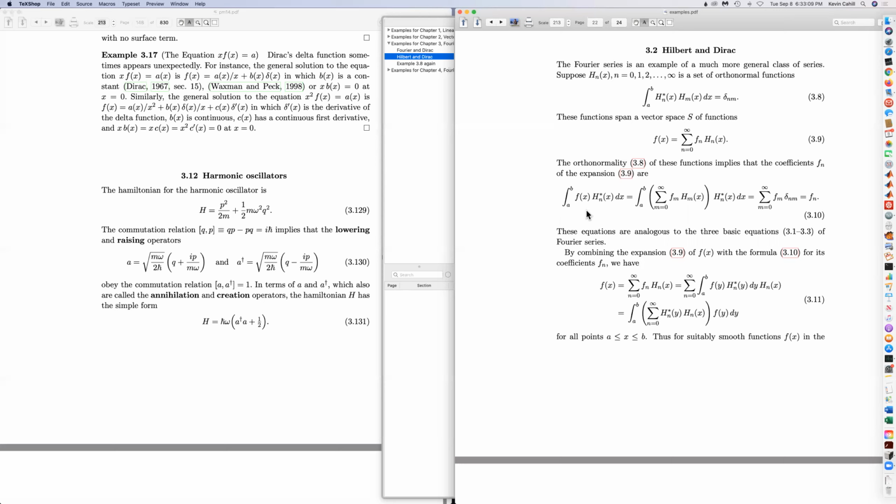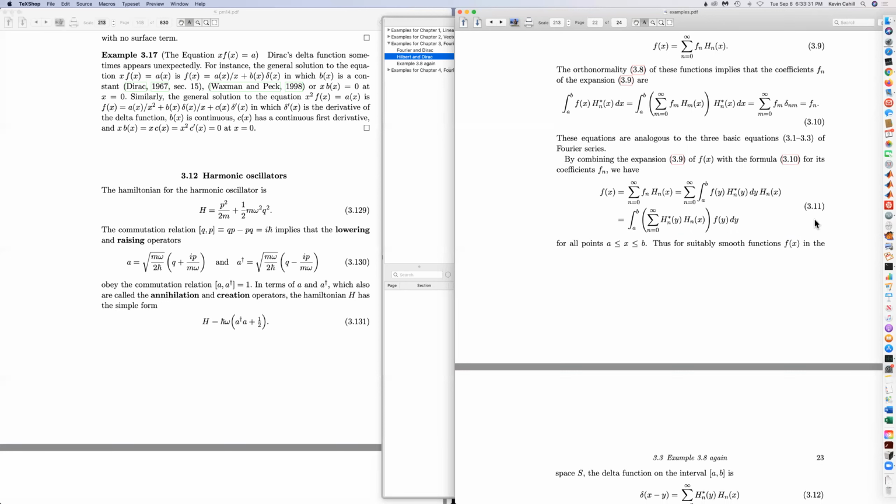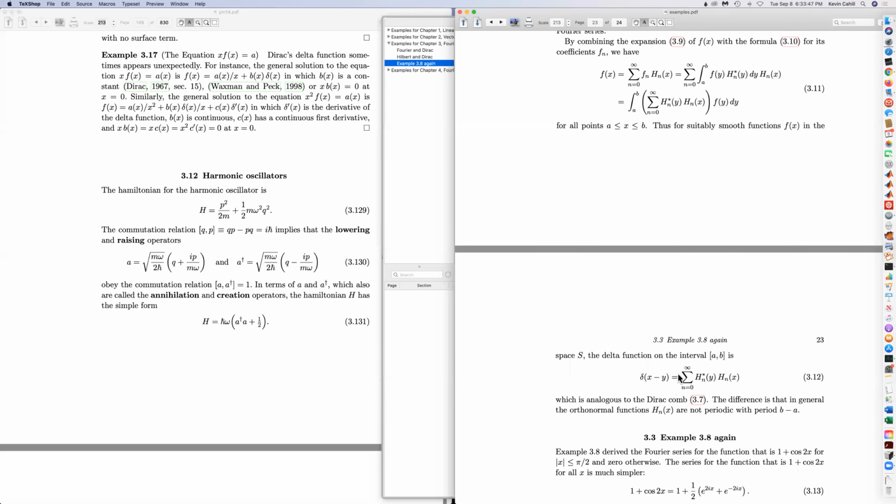And now if we ask, well, what are those coefficients? Well, f of x times h star n of x, we integrate, these are orthonormal, and that's f_n. So the nth Fourier coefficient is the integral of f times the complex conjugate of h_n of x. And now if we form that double sum, we get f of x is f_n h_n of x, but that's an integral dy, f of y h_n star of y h_n of x. So we have this sum here. And now comparing the two, that gives us a delta function.